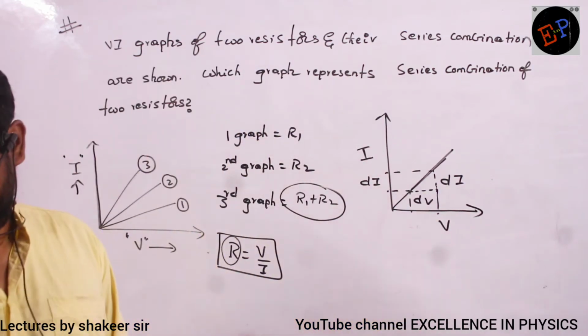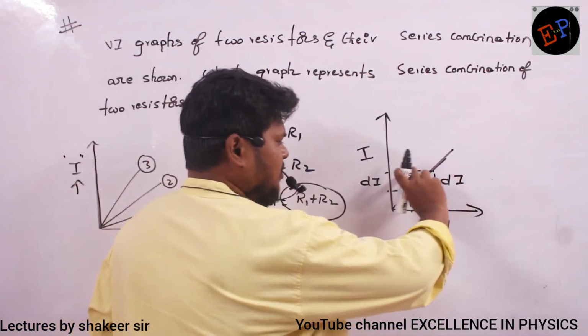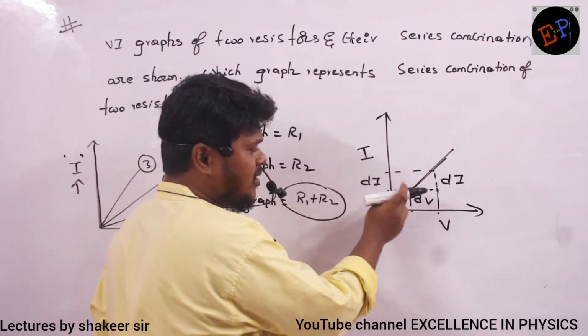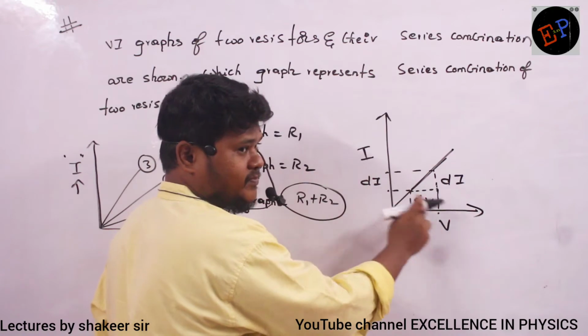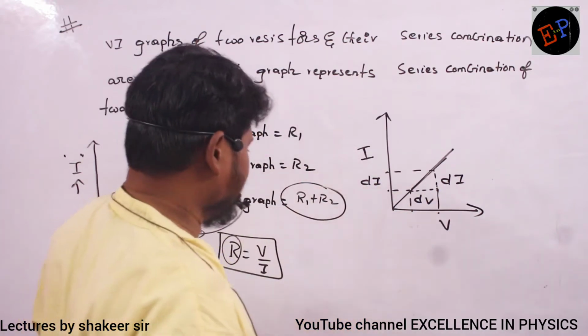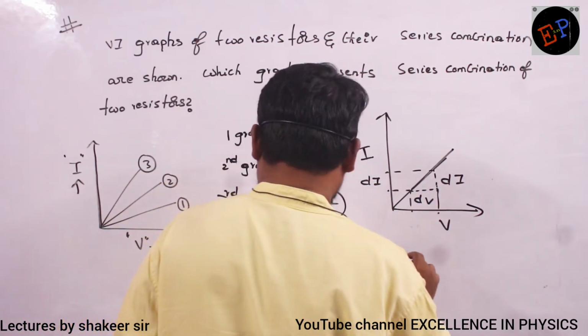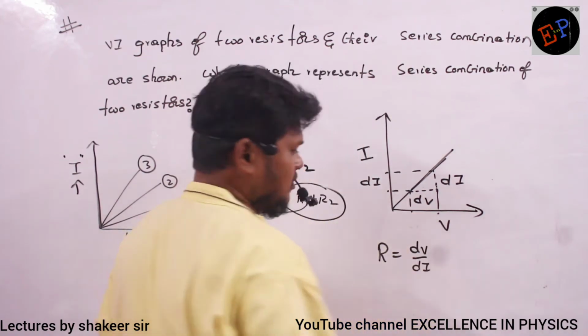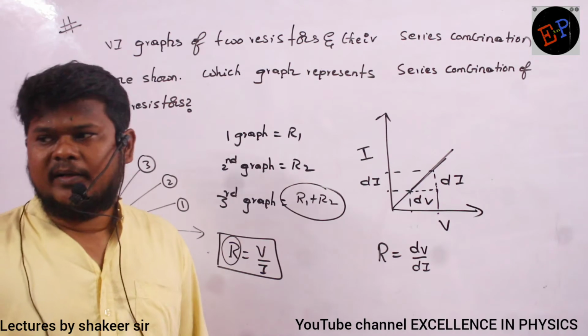Are you able to understand? This much part belongs to change in current, this much part belongs to change in voltage. I am splitting this slope into two components. Now if you take the R value, how can I write it? I have to write dV divided by dI. That's all, no? dV divided by dI.